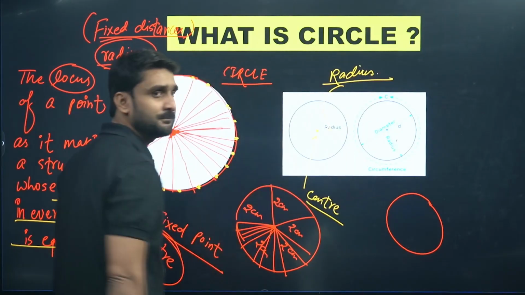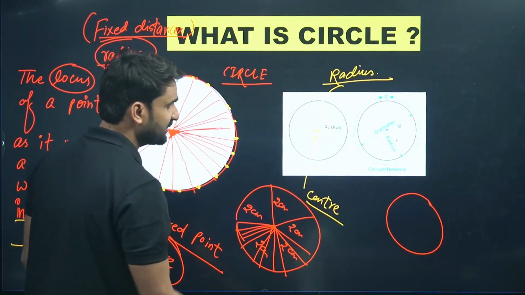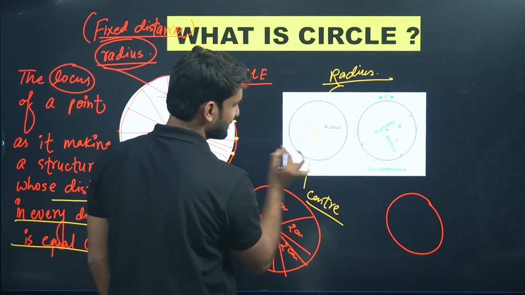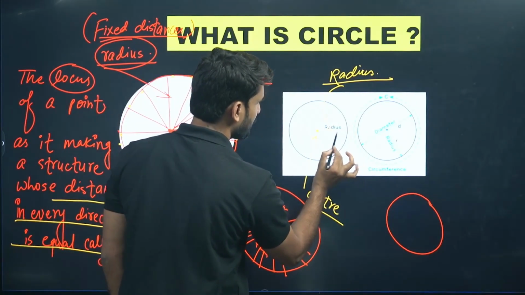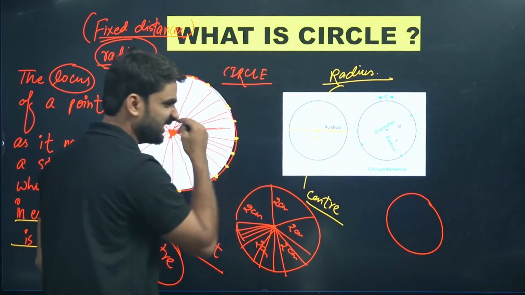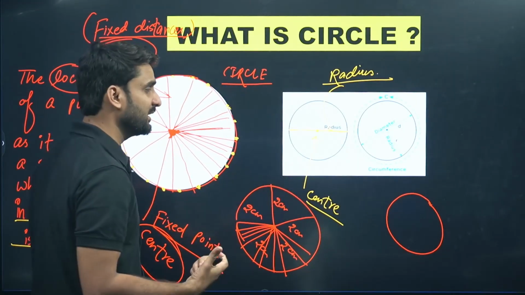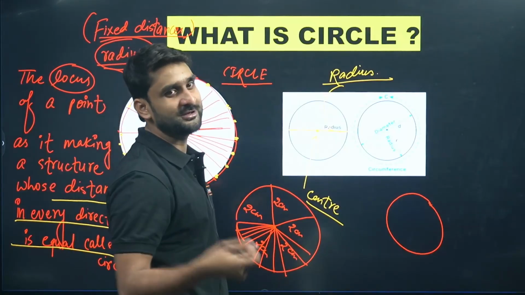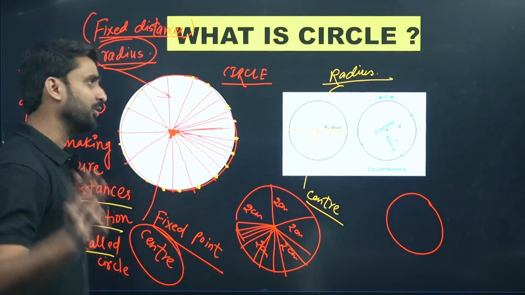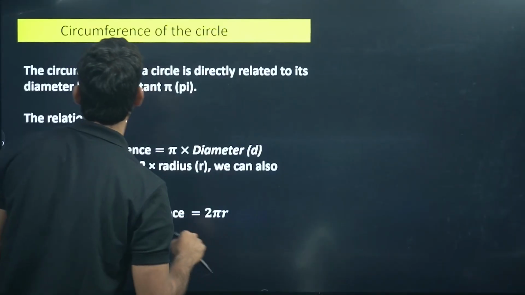Radius of the circle, right? And if we take twice the distance of the radius, the double of the radius is called the diameter, and the longest chord that passes through the center of the circle is called the diameter. So we will discuss all these things later on. So let's move towards the next point.